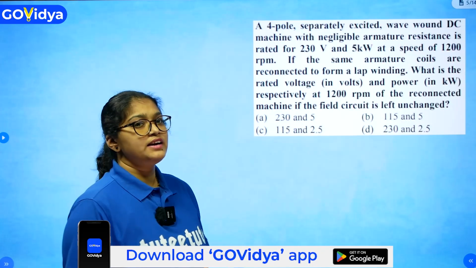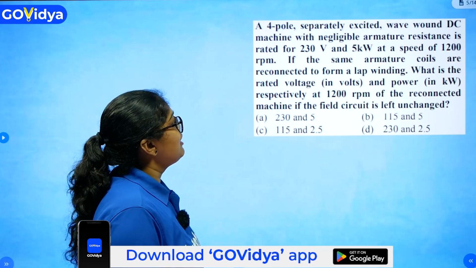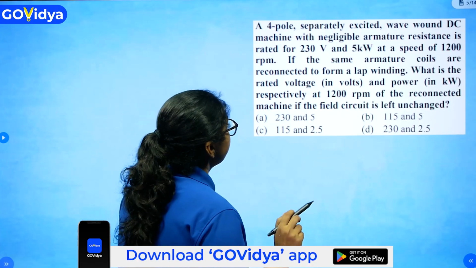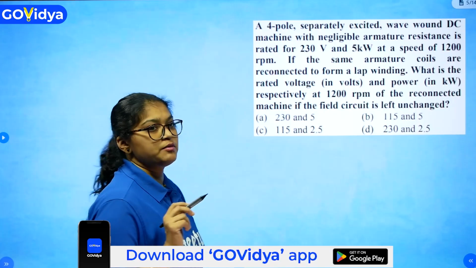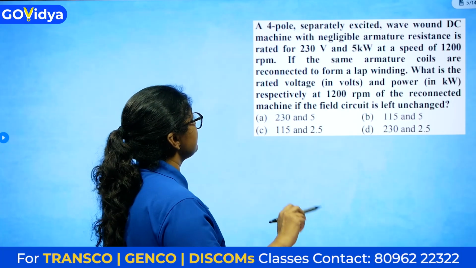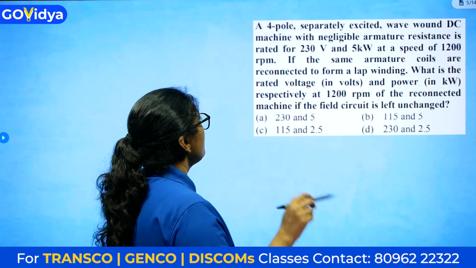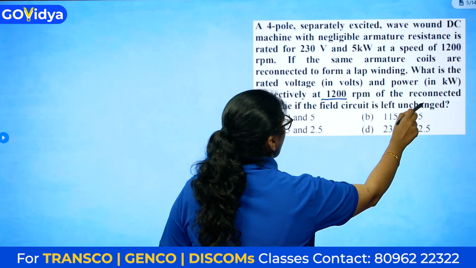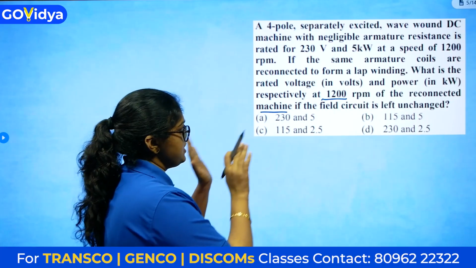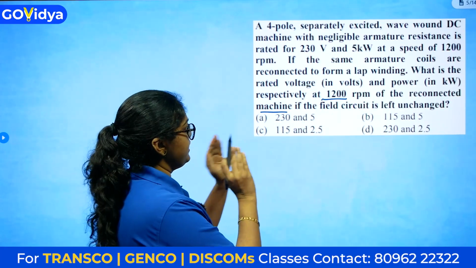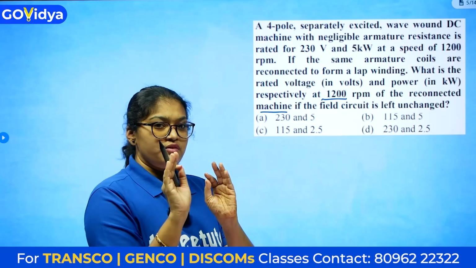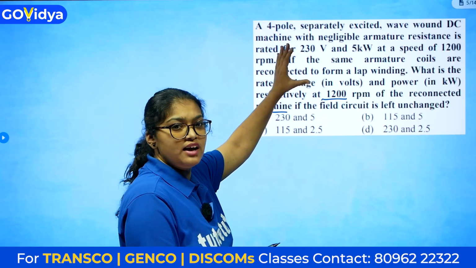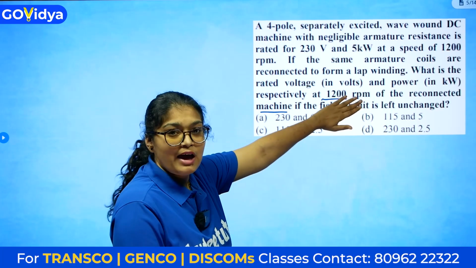A 4-pole separately excited wave-wound DC machine with negligible armature resistance is rated for 230 volts and 5 kilowatts at a speed of 1200 rpm. If the same armature coils are reconnected to form a lap winding, what is the rated voltage and the power respectively at 1200 rpm of the reconnected machine? The question is lengthy, but the data is very simple. The machine is connected in wave. With the same data, they have connected the machine into a lap winding.